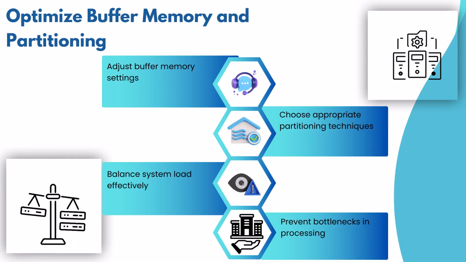Imagine DataStage is a highway. You want smooth traffic flow, not congestion. First, buffer memory settings must be adjusted properly, just like setting the speed limit to avoid crashes. Next, partitioning techniques help divide tasks efficiently, so no one is stuck behind the slow lane. Balancing system load avoids CPU exhaustion. Think of it like distributing house chores fairly. And preventing bottlenecks. That's the secret sauce for making your data pipelines run like a dream.